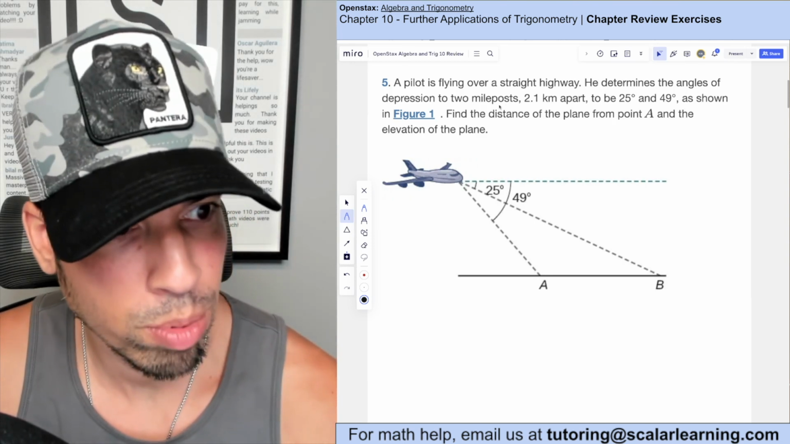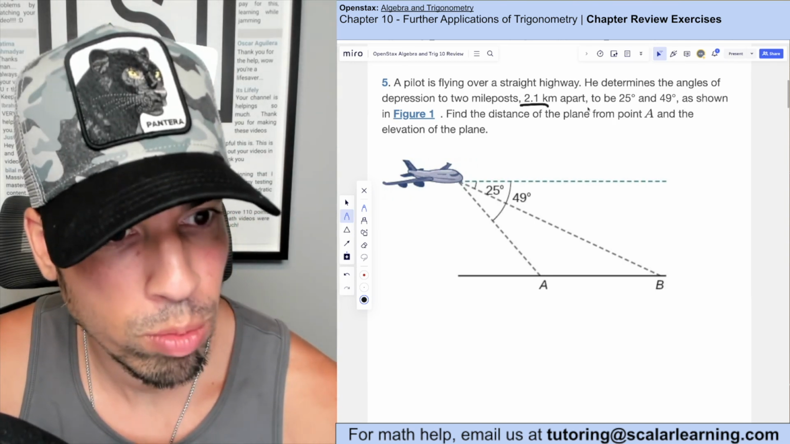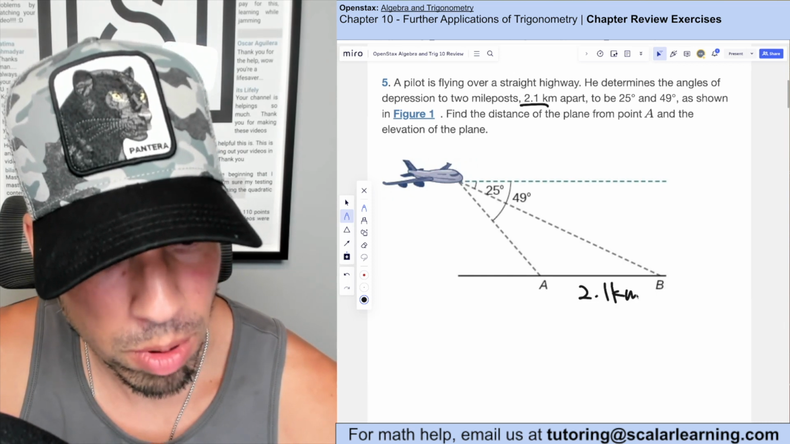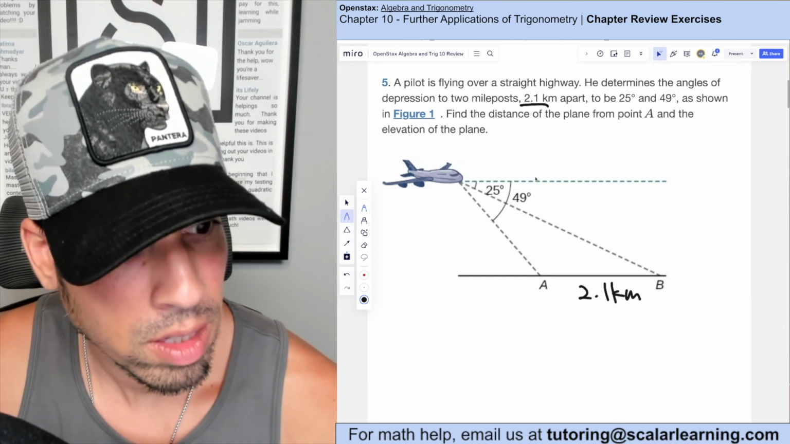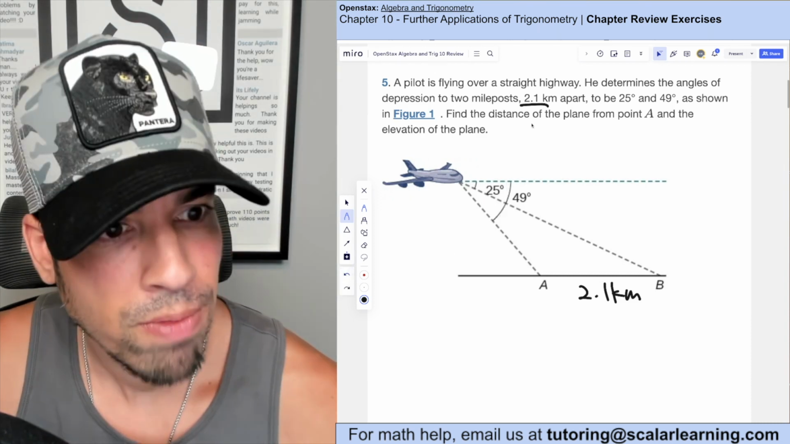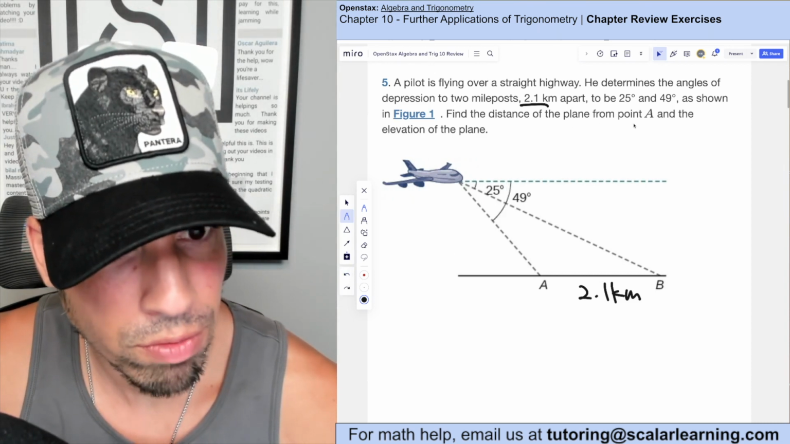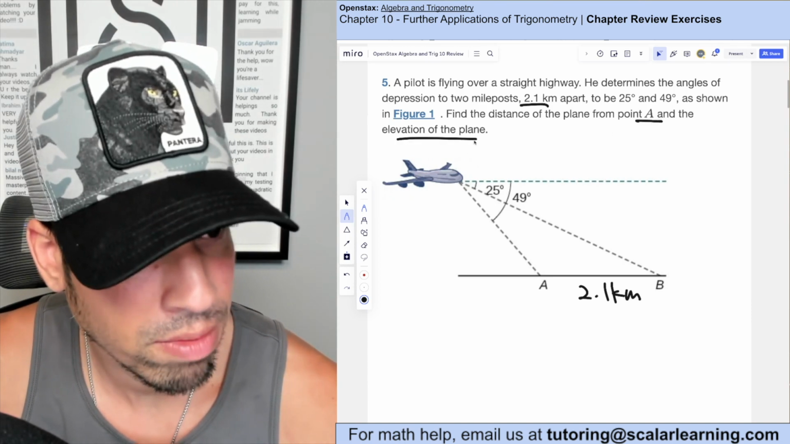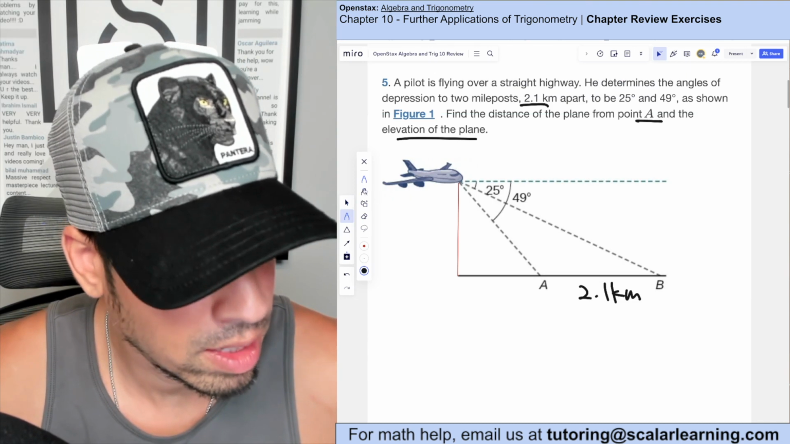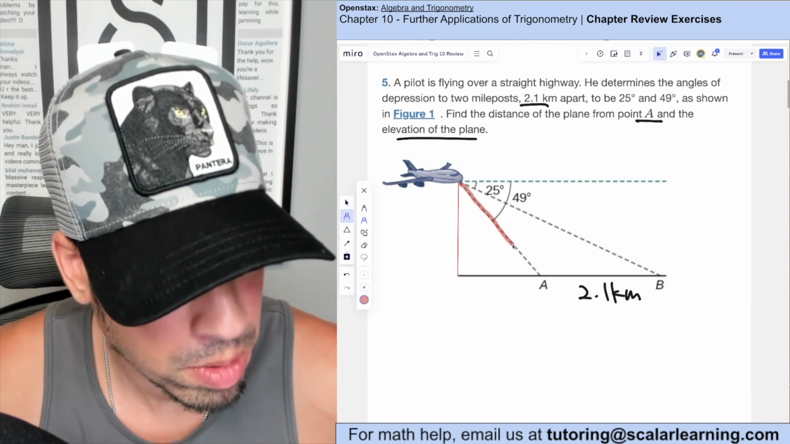A pilot is flying over a straight highway. He determines the angles of depression to 2 mileposts 2.1 kilometers apart, meaning these will be 2.1 kilometers apart, A and B. And he's got the angles of depression here as 25 and 49. That's in the diagram. Find the distance of the plane from point A and the elevation of the plane, meaning elevation would be this red line, and then the distance to point A would be this.